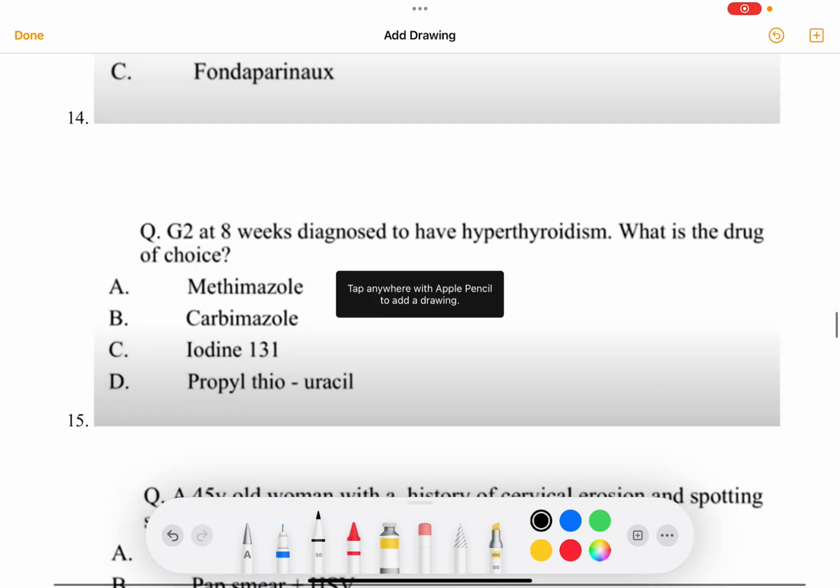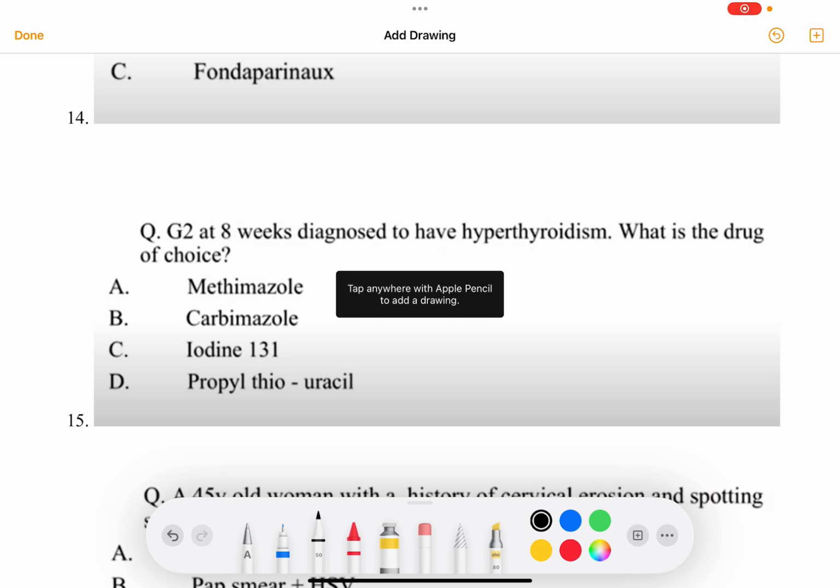Okay. Question number 15 says second gravida at 8 weeks is diagnosed to have hyperthyroidism. The drug of choice. Remember, the drug of choice in pregnancy is always propylthiouracil. That is answer D. Propylthiouracil is not teratogenic. That is why it is preferred in the first trimester. That is 8 weeks. Okay. But if it is more than 8 weeks, more than first trimester, that is more than 12 weeks, you can go for the other drug which is more efficacious, that is methimazole or carbimazole. Iodine 131 is contraindicated in pregnancy, so there is no chance.